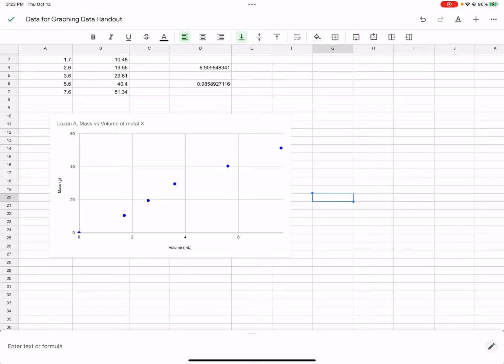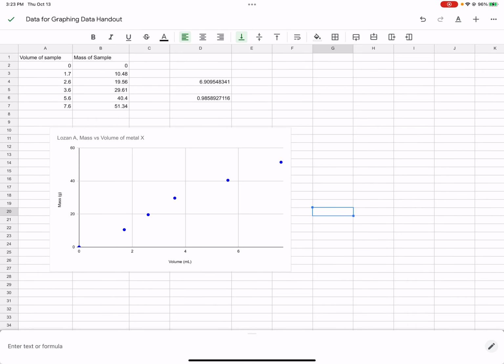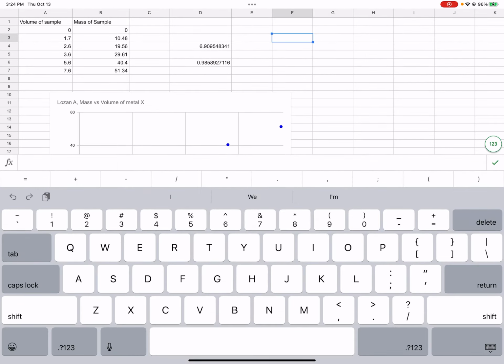But in order to do the percent error, what you need is the slope. And you can get the slope a different way than what it says on the yellow sheet. How you are going to do that is by writing a formula. So take any cell, that's what these little boxes are called, and click on it. When you click on it, you can see down bottom, it says enter text or formula, and you click on that and it will come up where you can write a formula.